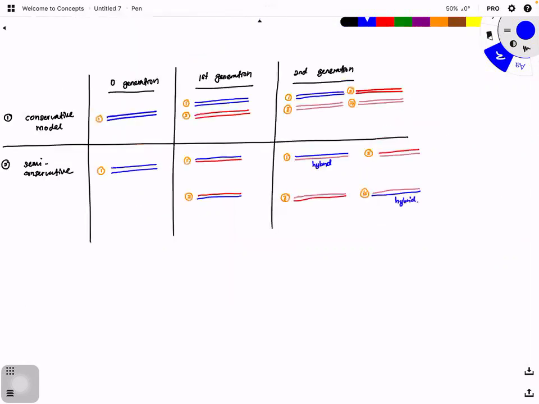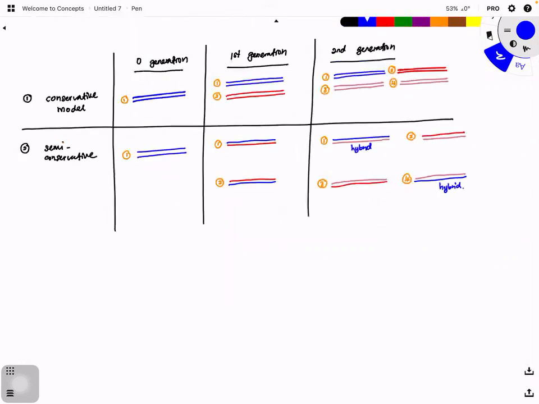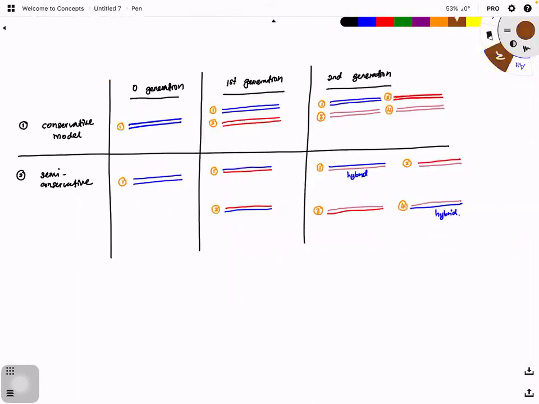So this is what is meant by semi-conservative. You compare conservative and semi-conservative. Conservative always will have the blue color together, but in semi-conservative, you can see that you have the blue and the red color together. This is what is meant by semi-conservative. Dispersive, even worse.